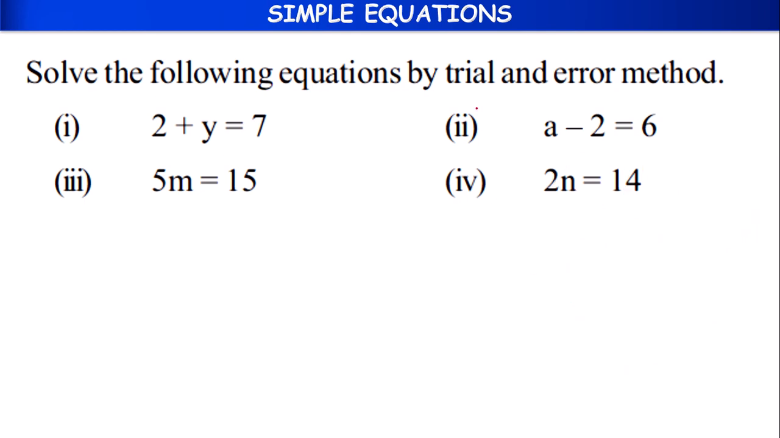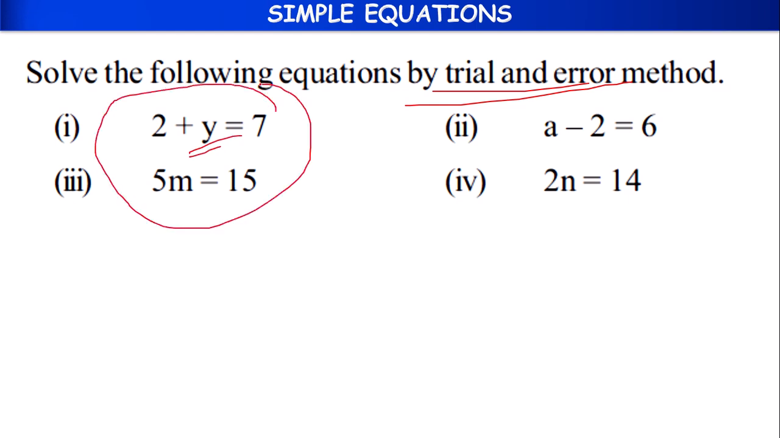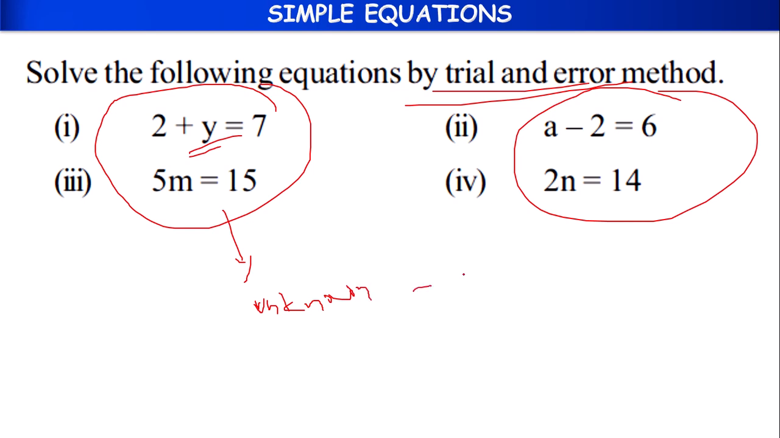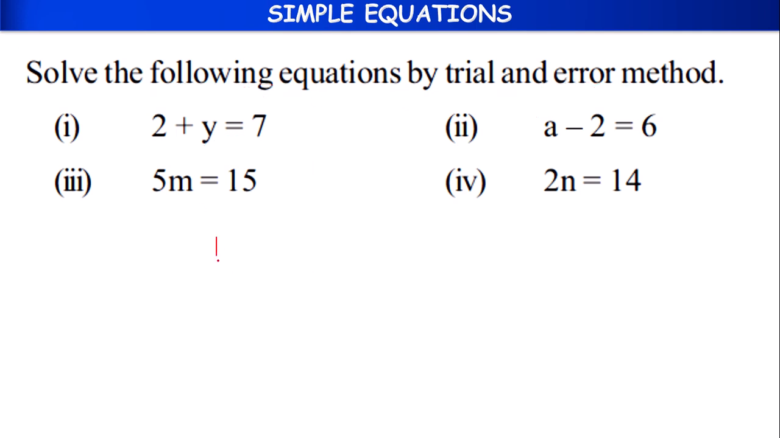So, like this children, by trial and error method, we can find the solution for a given equation, or we can find the value of the unknown quantity in the equation, which is the variable. This method we will apply for linear equations. What is a linear equation? The equation having only one variable and whose highest power is 1.